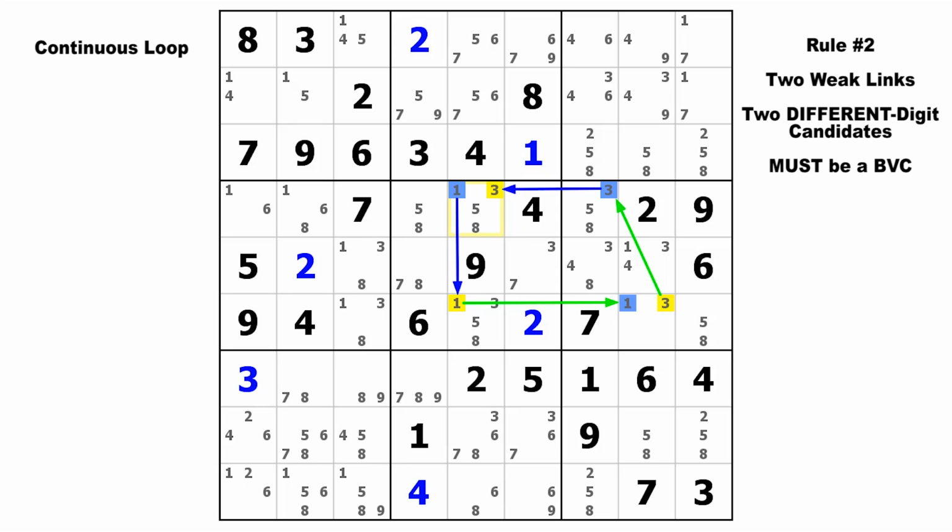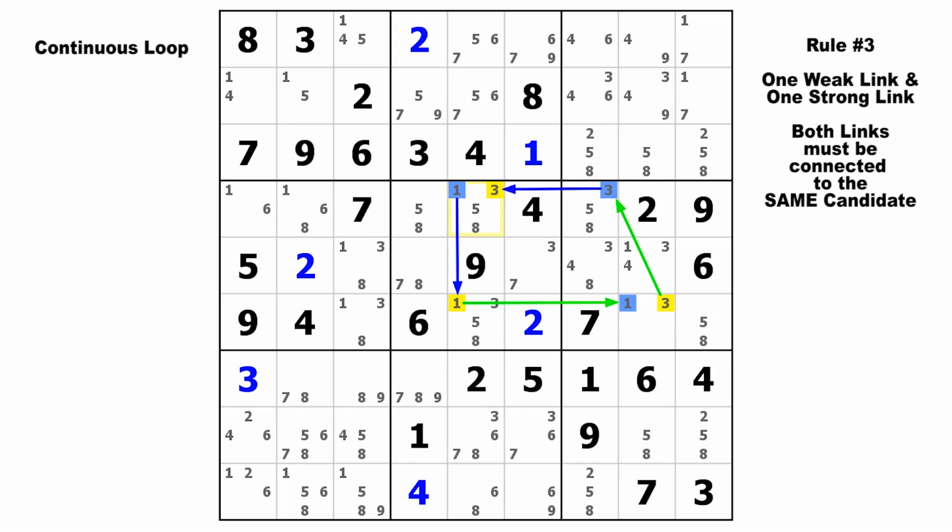And then rule number 2 says if a cell has 2 weak links, they must be connected to 2 different digit candidates, but this time it must be a by-value cell. And as you can see, that's the case for row 6, column 8. We have a weak link coming in and a weak link going out, and they are connected to 2 different digit candidates, and that is a by-value cell. And the reason for that is because the link between those 2 candidates has to be strong, so it can go weak, strong, weak. So that is correct.